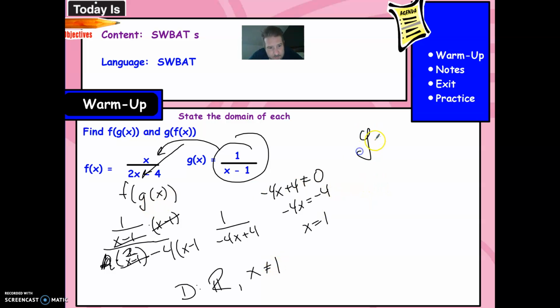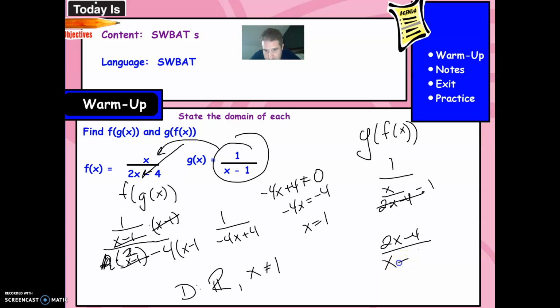So now I'm going to do the same thing for g of f of x, which means I'm going to take all of this and plug it in for this x right here. So 1 over, that's going to be x over 2x minus 4, and then minus 1 right there. Okay, got to get rid of this denominator, so I'm going to multiply everything by 2x minus 4. So we have 2x minus 4 on top. This gets canceled, so it's x minus, so it's negative 1 times this, minus 2x plus 4.